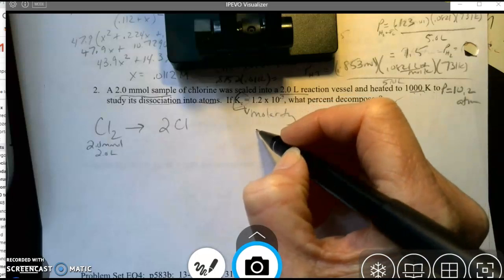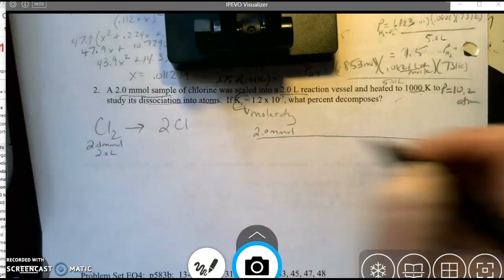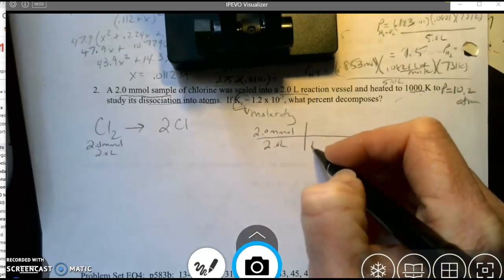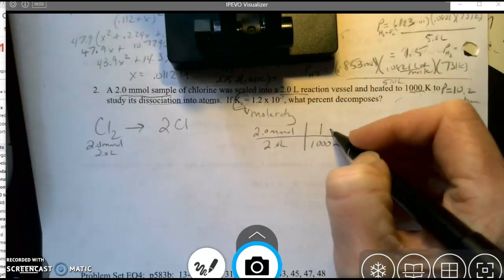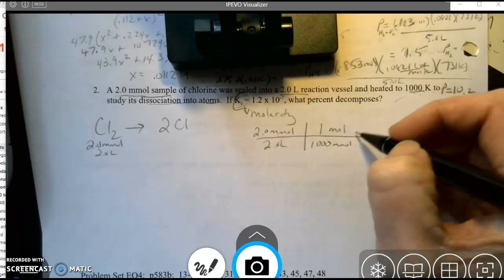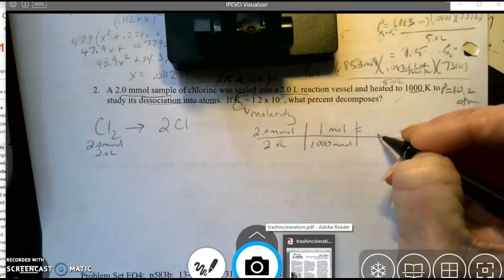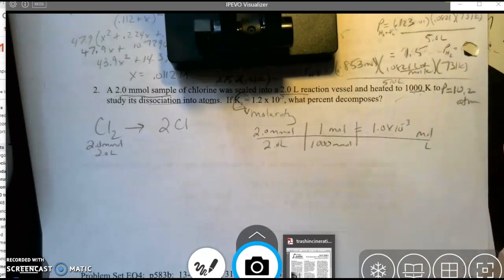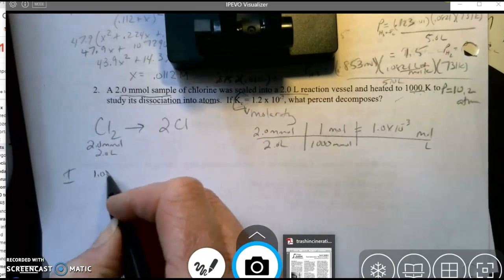So I'm going to do 2.0 millimoles and 2 liters and get that 1 millimole per liter. So millimoles is just like any other milli prefix. There's 1,000 millimoles in 1 mole. And that is going to give me 1.0 times 10 to the negative third moles per liter. So that is my initial concentration.